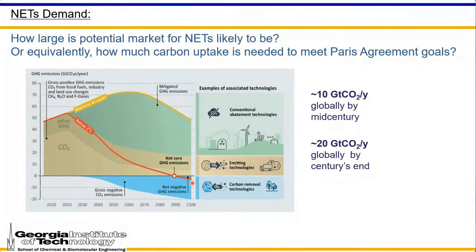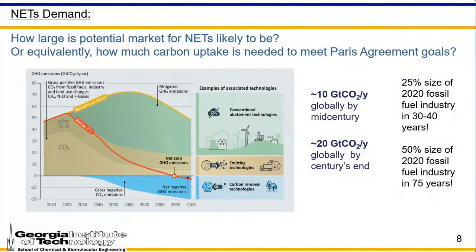And to make this scenario a reality, we would have to mitigate all the emissions shown in green using conventional abatement technologies, while bringing on a new set of technologies shown in blue, initially being launched at a considerable level in 2030, reaching 10 gigatons per year around 2060, and then 20 gigatons per year around 2100. And this blue swath represents these carbon removal technologies or negative emissions technologies.